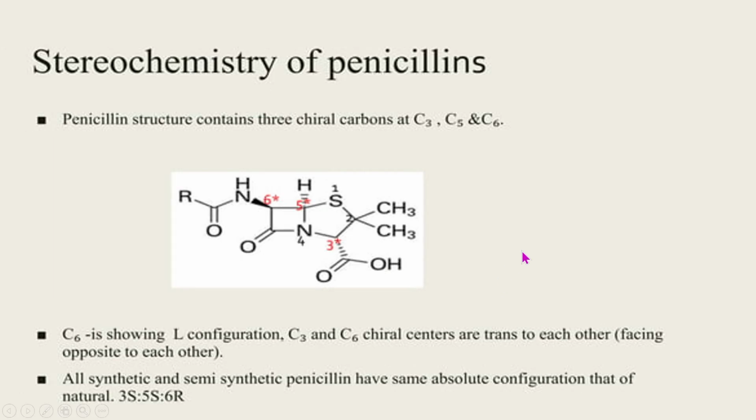Now the penicillin structure contains 3 chiral carbon atoms. Now what is the meaning of the word chiral carbon? Chiral carbons are those carbons which are attached to 4 different functional groups and show optical rotation.